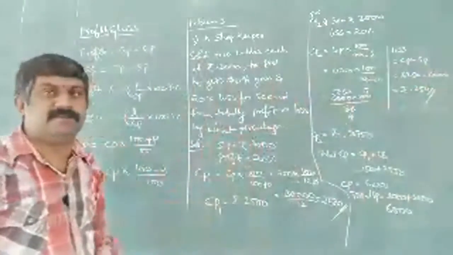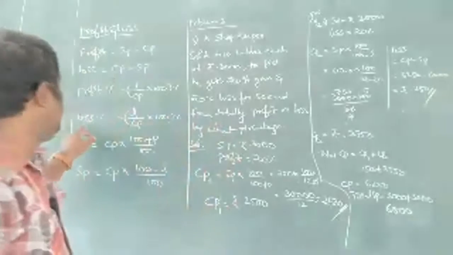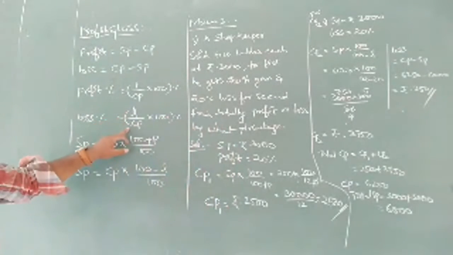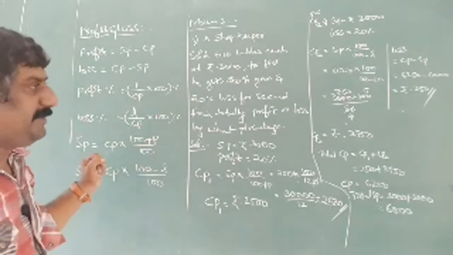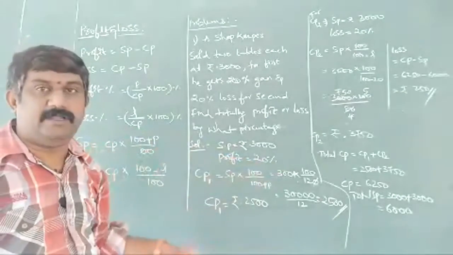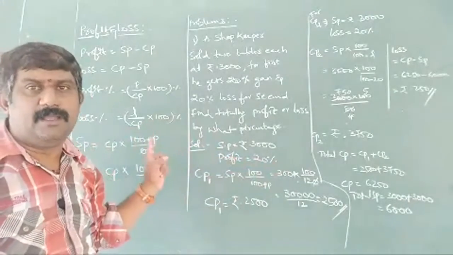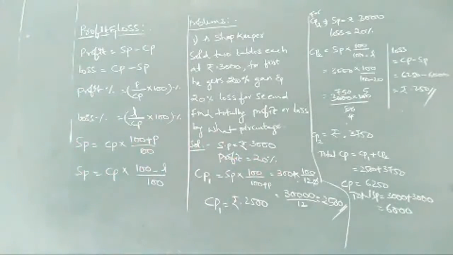And you can find the percentage. How can the percentage be found out here? What is the formula for loss percentage? We have loss by CP into 100. How much loss did he get here? 250 rupees is loss. CP, what is CP? 6250 into 100. Then you will get the answer. You try to do it. Okay, we'll take the next problem.